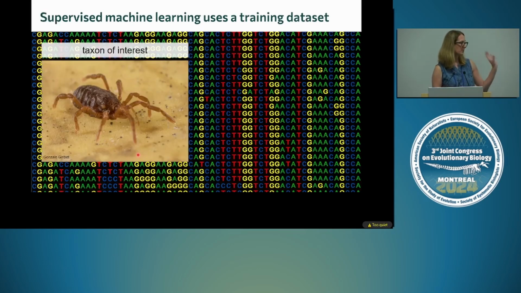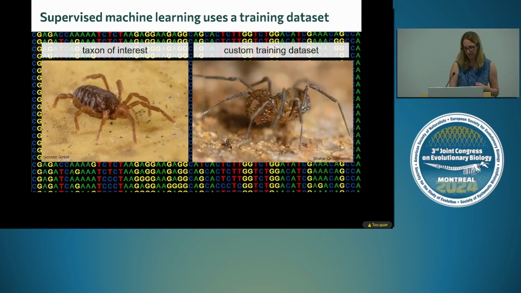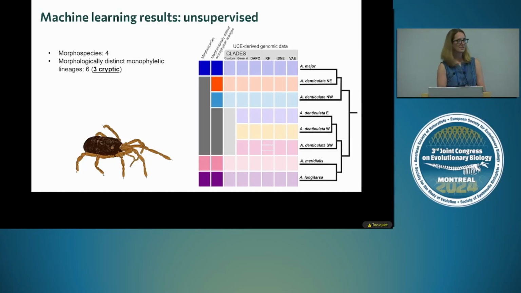So this is our taxon of interest within which we're hoping to delimit species. We use 2 different training data sets in our supervised machine learning. One was drawn from animals generally, within which species boundaries are well understood. So there were big animals in this data set, small animals, vagile animals, dispersal limited animals. We also used what we're calling our custom training data set. This was a data set derived from another group of dispersal-limited opiliones within which species boundaries are already well understood.